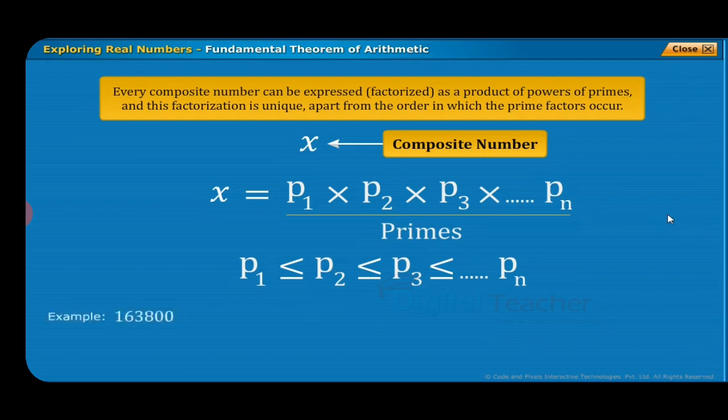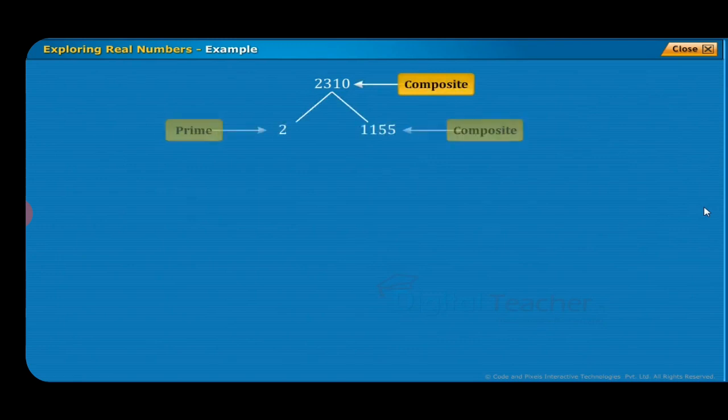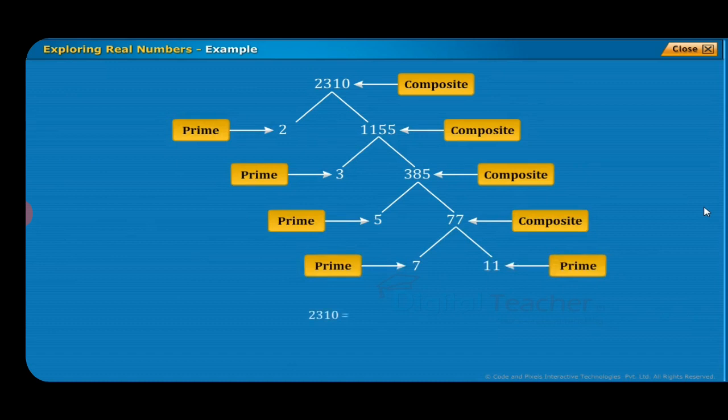For example, 1,63,800 can be written in terms of a product of prime factors as shown. Exploring real numbers. For example, the composite number 2310 is expressed in terms of a product of primes as shown on the screen. Therefore, the primes are 2, 3, 5, 7 and 11.